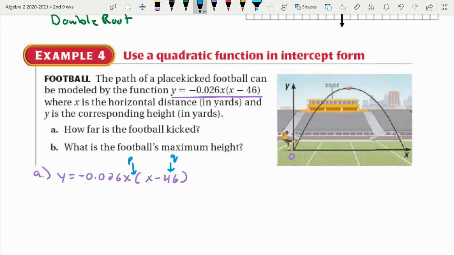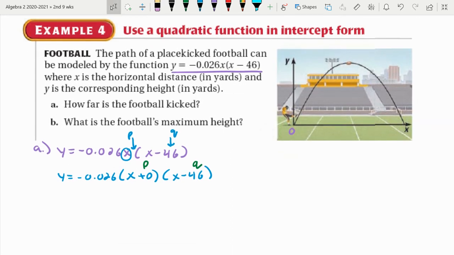All right, so look at this. If I wrote it like this, y equals negative 0.026 times x plus 0 times x minus 46. All right, now is it clearer to see that there's your P, there's your Q, all right? Gosh, really bad at making zeros. There we go, all right? So whenever you have the x alone like this, okay, it's really plus 0. Nobody writes that plus 0. Nobody says 1 plus 0. Okay, it's just 1, right? The 0 doesn't do anything. There's no reason to add a 0, okay?